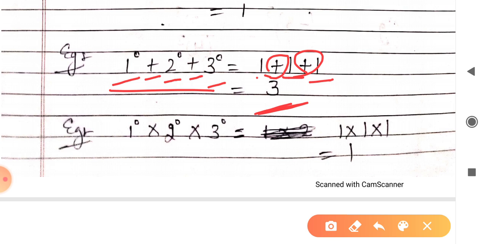Answer is 3. In the next example, 1 raised to power 0 multiplied by 2 raised to power 0 multiplied by 3 raised to power 0 is equal to 1 multiplied by 1 multiplied by 1, because any number with power 0 will be equal to 1. So answer is 1.